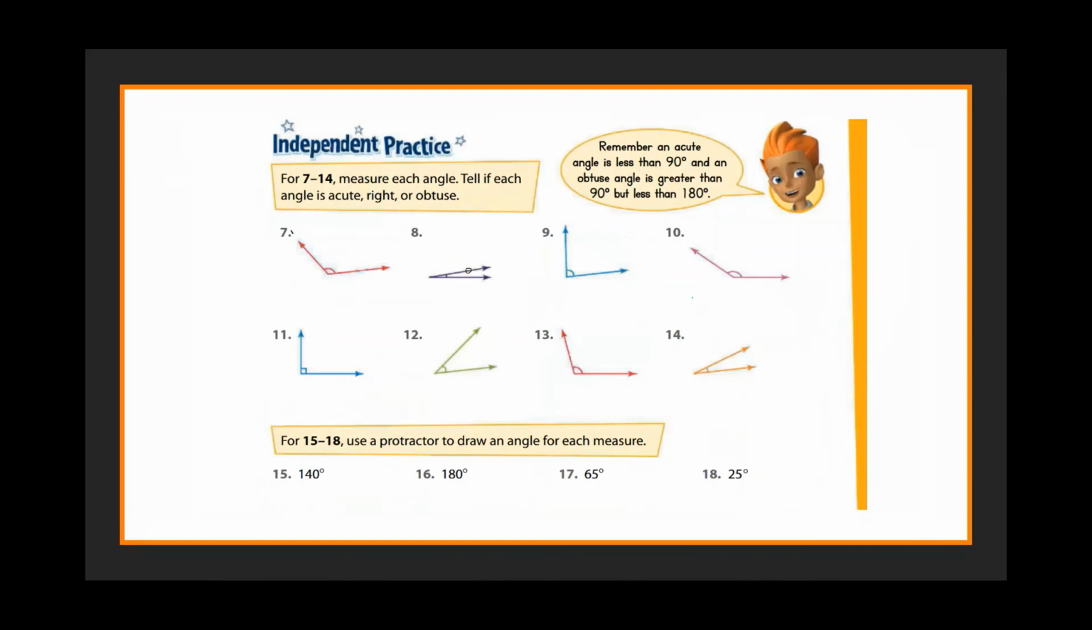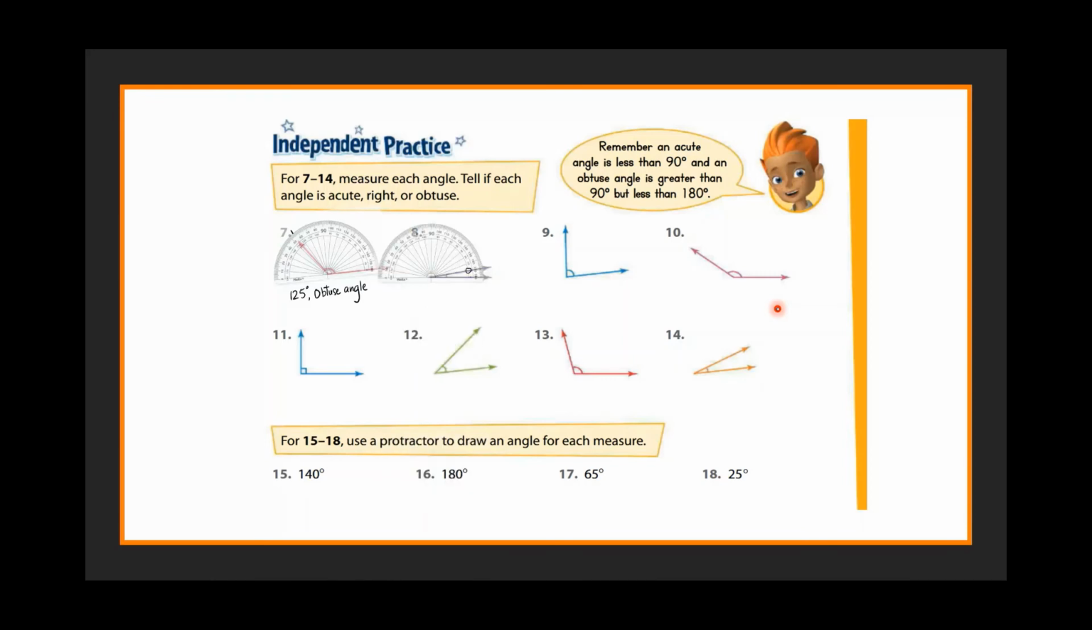Now let's move to the bottom, independent practice. Here, measure each angle, and tell if each angle is acute, right, or obtuse. I will help you solve the first two questions, and the other questions I want you to do by yourself. So question number 7, first we'll place a protractor and then we will measure. Now this is about 125 degrees and it's an obtuse angle.